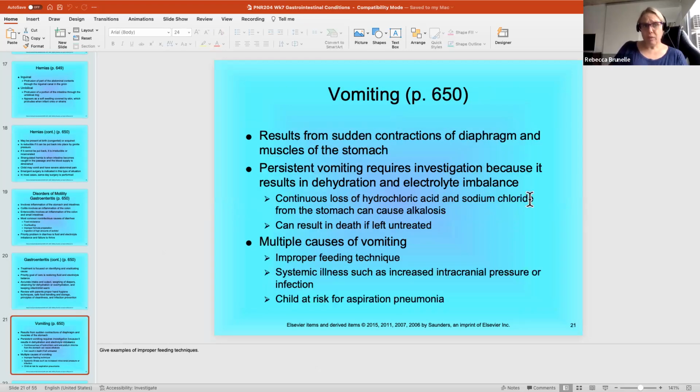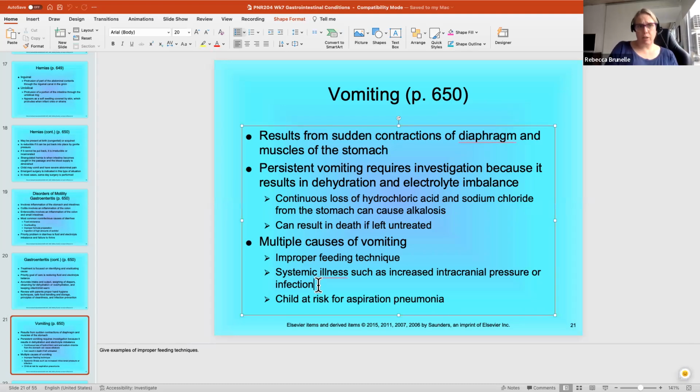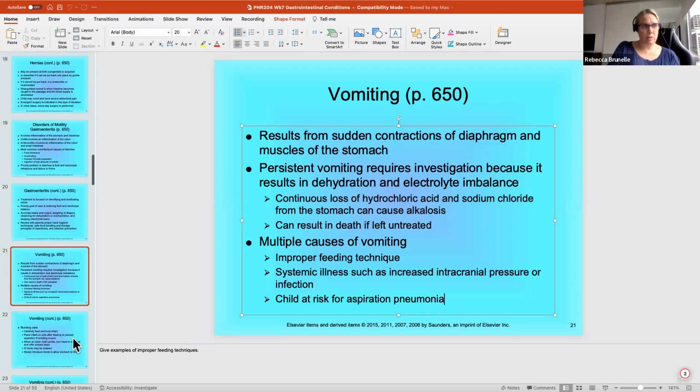Vomiting also goes along with it. Sometimes it has a lot of the same causes. It can be infectious, it can be eating too much, or not burping a baby appropriately. We worry a lot about the brain. We've talked about signs of increased intracranial pressure, and one of them, especially in kids, is vomiting. And when you vomit, you're also at risk for aspiration pneumonia. You vomit and swallow some of that vomit, and it can go down your trachea into your lungs.